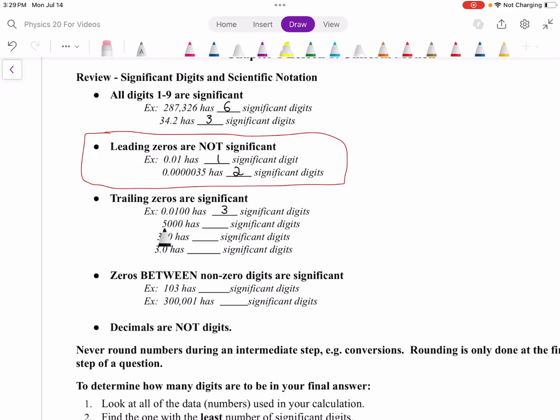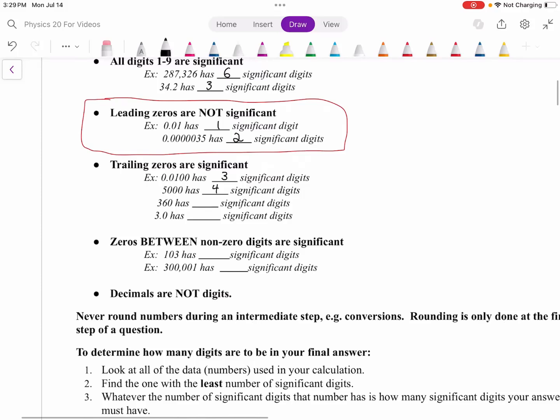Here, we've got a 5 right off the bat. That's significant. And then these 3 trailing zeros are also significant. So that's 1, 2, 3, 4 sig digs. 360. Well, the 3 is significant, the 6 and the trailing 0, so 3 significant digits. 3.0 gives us 2 significant digits. And again, you can start to see the idea behind sig digs here. They're all about the precision of our answer. So 3.0 is more precise than just 3. You're saying it really is 3.0. It's not maybe 3.1 or we're not sure what comes next. We're saying it's right on the dot, 3.0. So it has 2 significant digits.